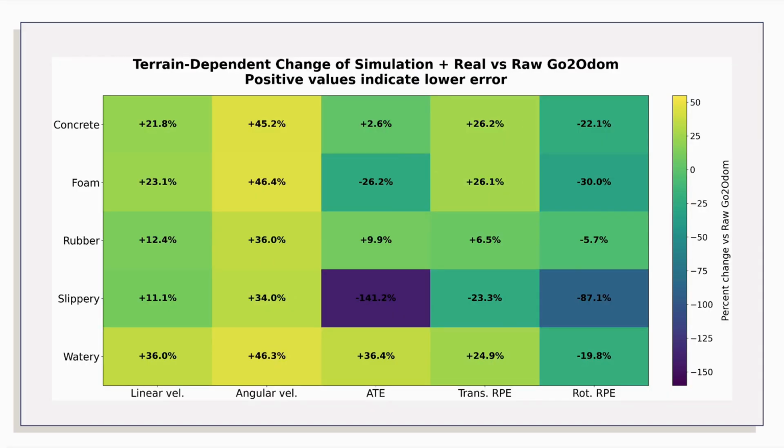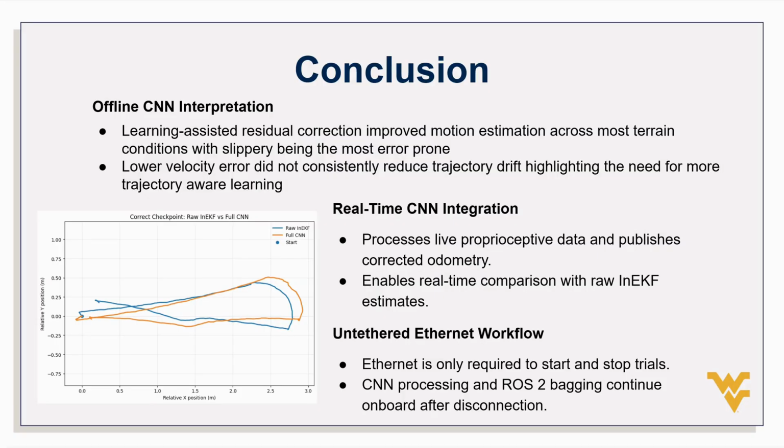This heat map shows that learning improved linear and angular velocity estimation on nearly every surface. Positive values indicate lower error. The main exception was slippery terrain, where absolute trajectory error and relative pose errors became substantially worse. Our main conclusion is that learning assisted residual correction improves instantaneous motion estimation across most terrains. However, lower velocity error does not always produce lower trajectory drift, highlighting the need for more trajectory aware learning.